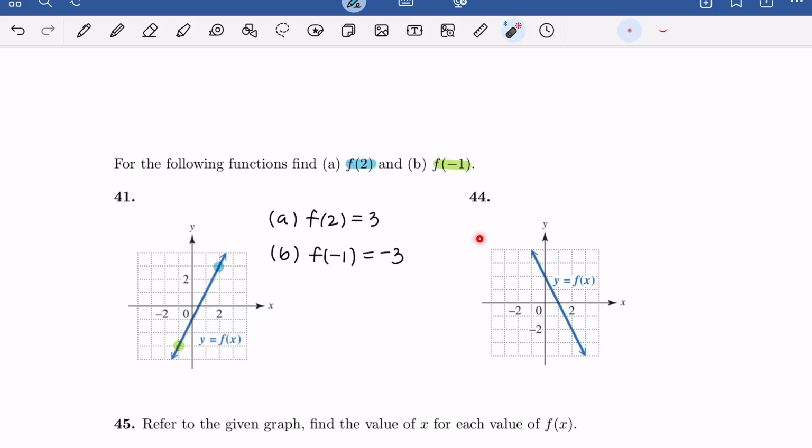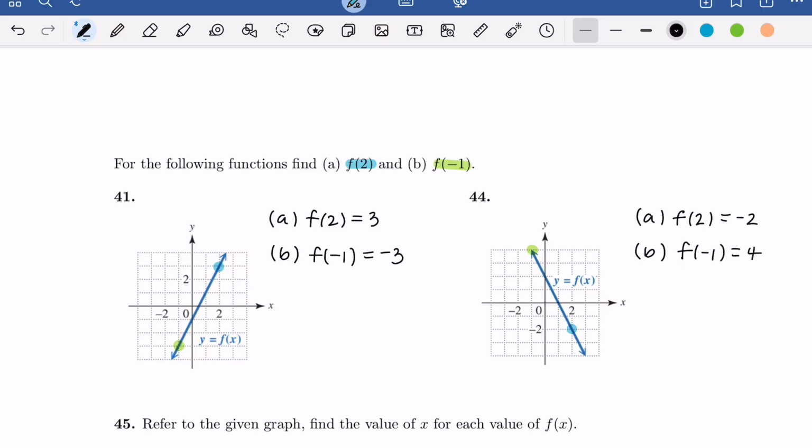Now doing the same thing for 44 here. What we want to figure out is what f of 2 is. So again, we're going to look at 2 on our x-axis and see what is outputted. In this case, f of 2 is going to give us -2. And that'll be this blue dot here for f of 2. Now for f of -1, we're again going to look at -1 on our x-axis and see what is outputted. In this case, that'll be +4. So that's going to be this guy in green there. So for part B here, f of -1 is going to give us a +4.